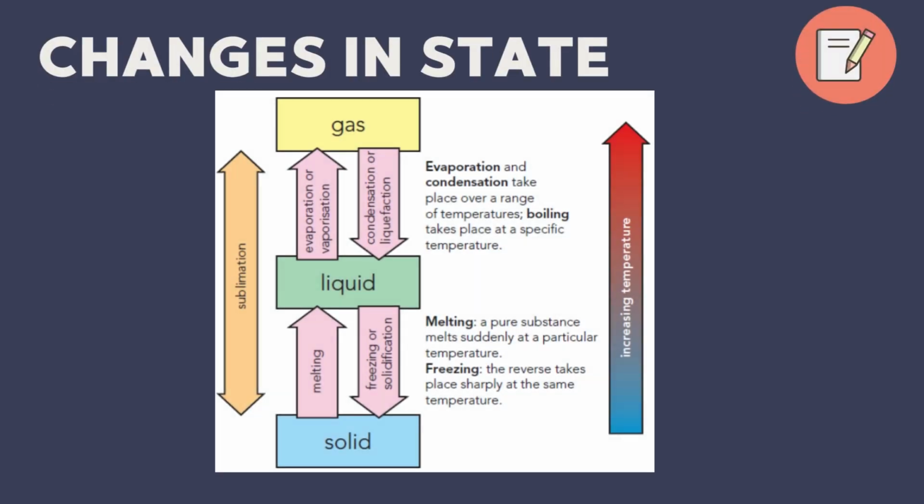Next, I'm going to talk about changes in state. Between the three basic states of matter, there's gas, liquid, and solid. In order of increasing temperature, first a solid melts into a liquid, which evaporates into a gas, and in order of decreasing temperature, a gas condenses into a liquid, which freezes into a solid. And also, if a solid goes straight to a gas without passing through the liquid state, then we call it sublimation. And if a gas goes straight to being a solid, we also call it sublimation.